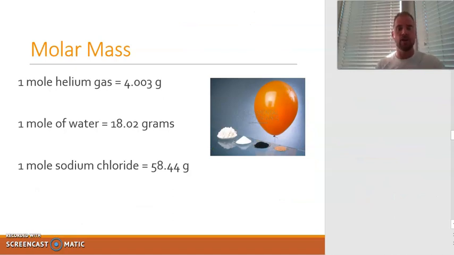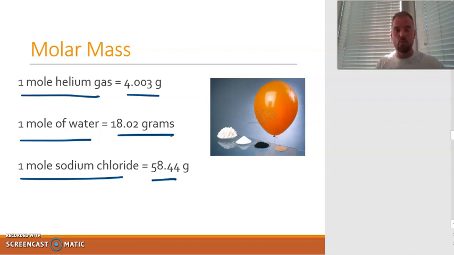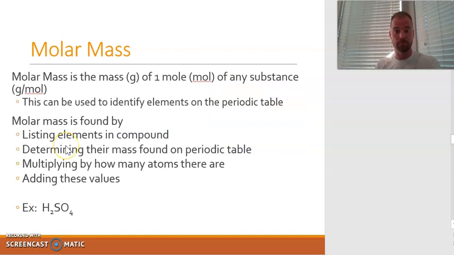Just to give you an idea of how you can have the same number of particles but different masses, let's take a look at 1 mole of helium gas versus 1 mole of water versus 1 mole of sodium chloride. Same number of particles, but they would have different masses. Where are these masses coming from? They're coming from the periodic table. So a molar mass, remember, is the mass in grams of 1 mole of any substance. This can be used to identify elements on the periodic table should we need to.